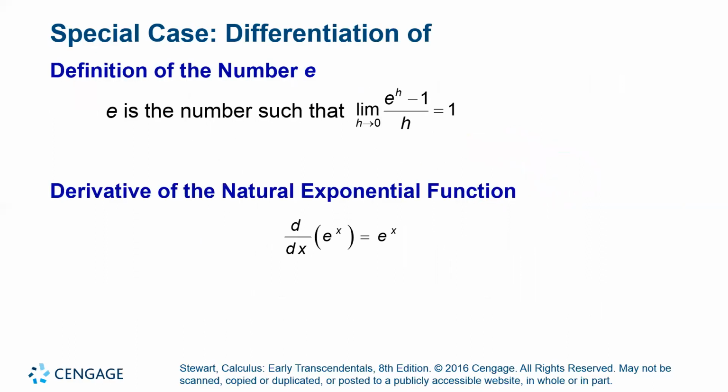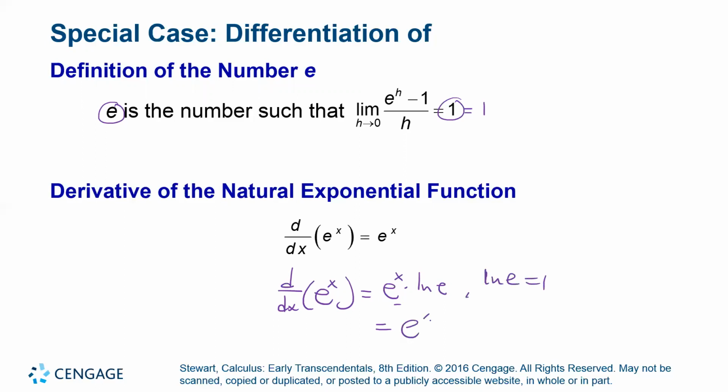A special case is when the base is e. When you express this, the limit is equal to 1, as explained here. So when we differentiate the function e to the x, you get the same e to the x times natural log of e, because the base is e and the natural log of e is equal to 1. Therefore, this is equal to e to the x. When you differentiate e to the x, you get the same function. That's why it is like that.